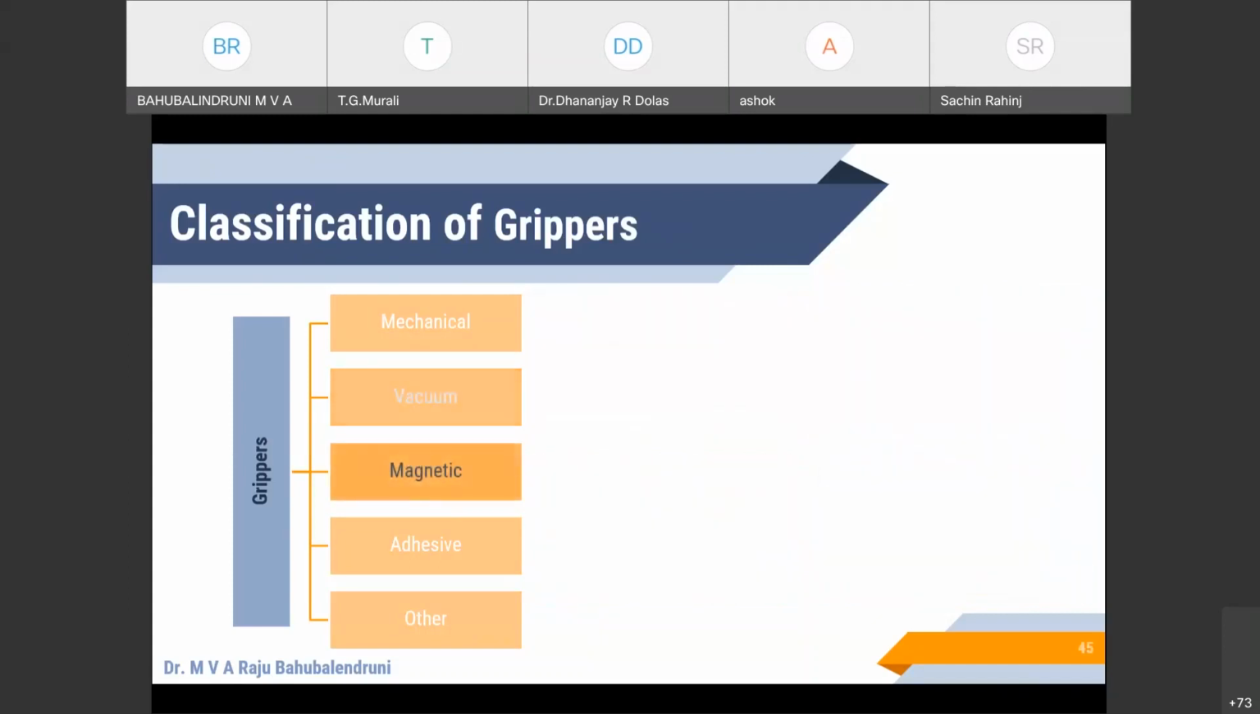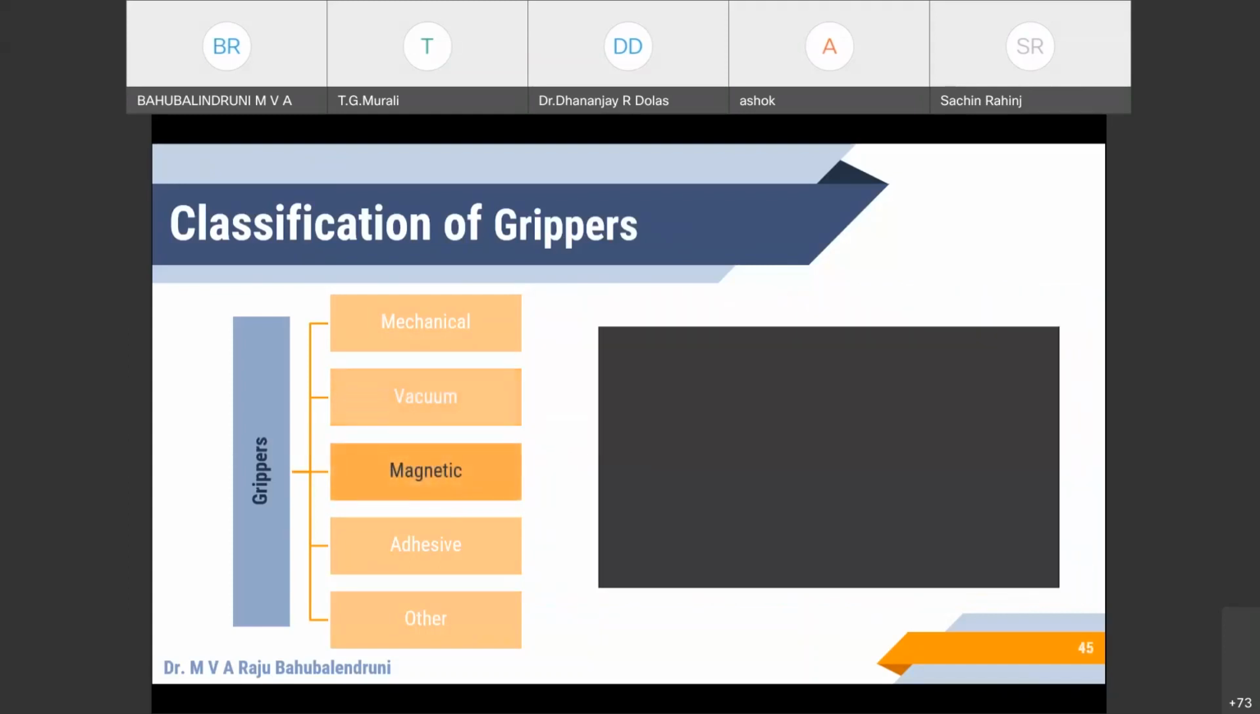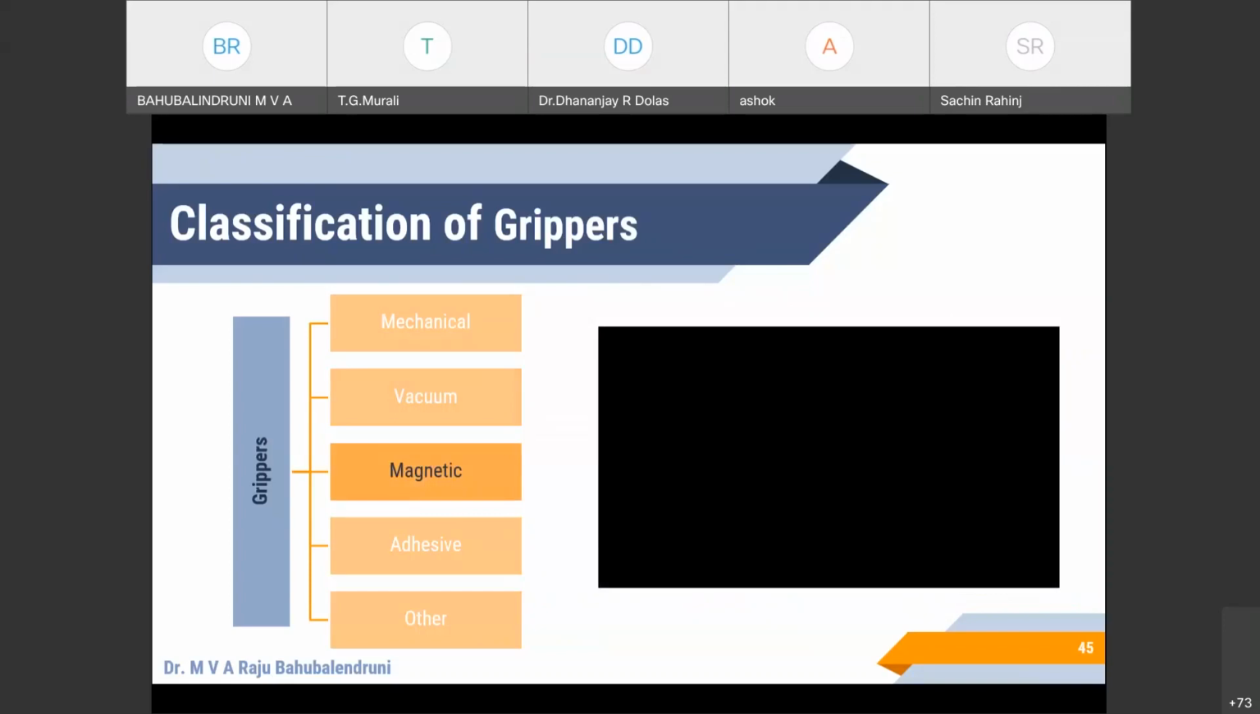The next one is the magnetic grippers. Here we have two types of magnetic grippers: one is the permanent magnet gripper, and the other is the electromagnetic gripper. Both of these magnet grippers are used to hold metallic parts, typically ferrous parts. The magnet grippers are so precise in their function.